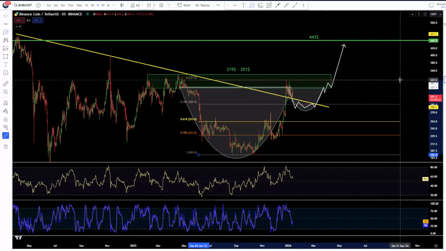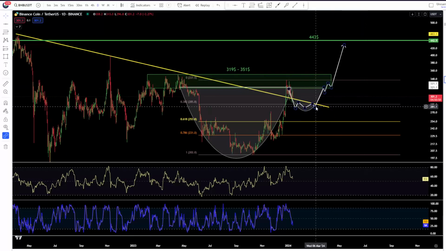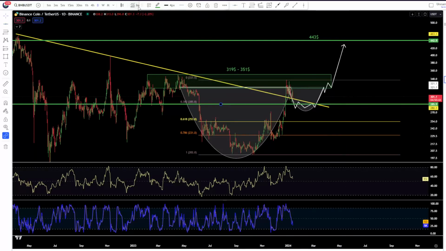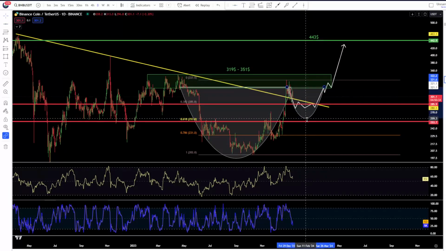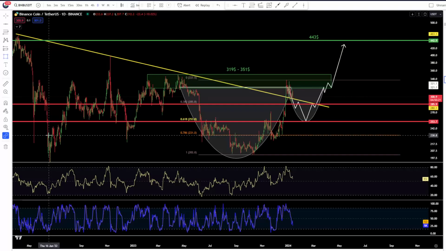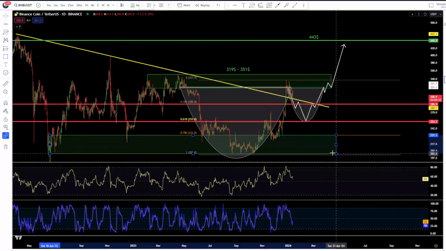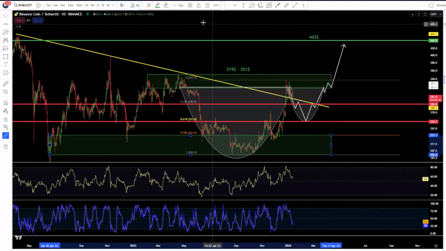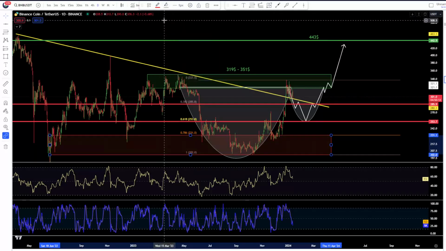Looking the other way, we will define the places of support in a similar way. And here we can see the first support at the level of $286. Then we can determine the second support at the level of $253.70, which could potentially fill the formation. However, if the formation is broken, we still have a very strong support zone from $231 to $202.